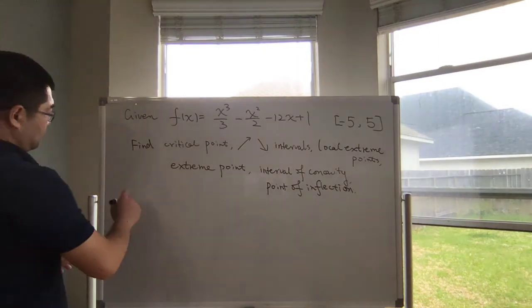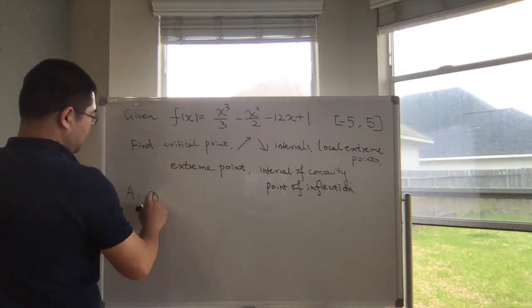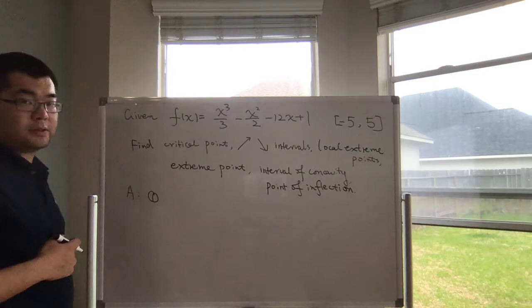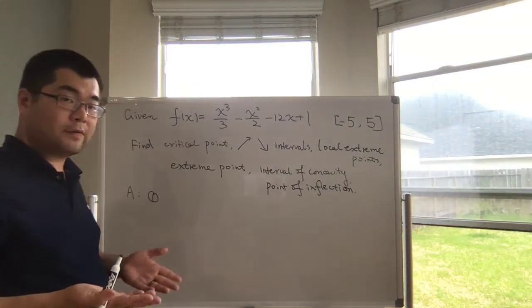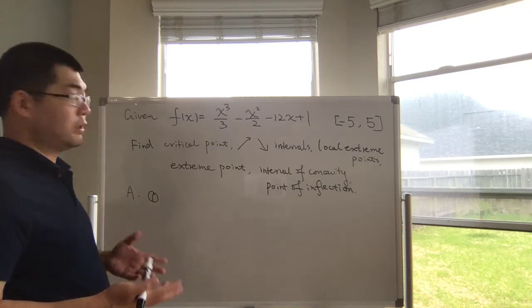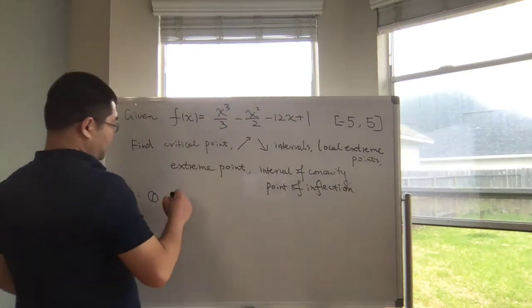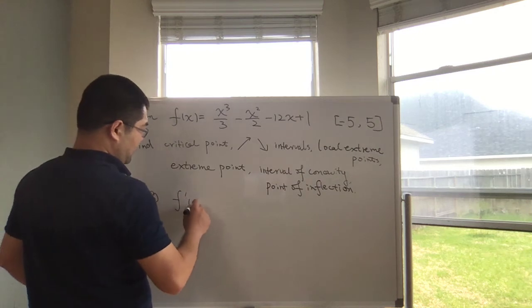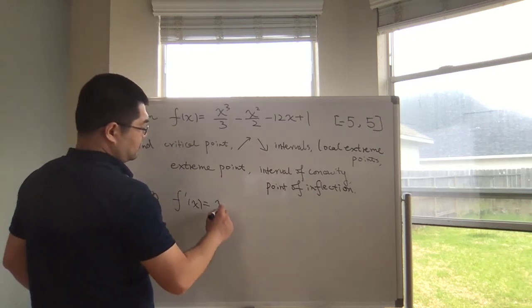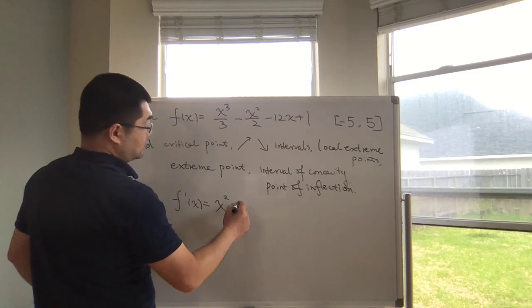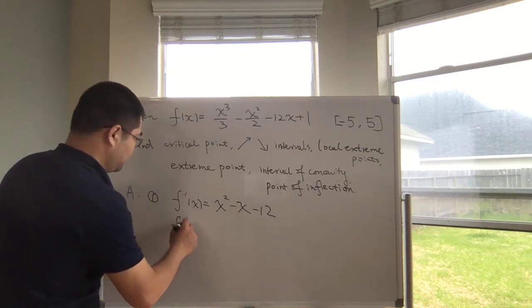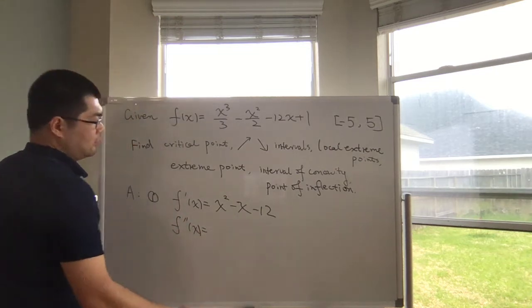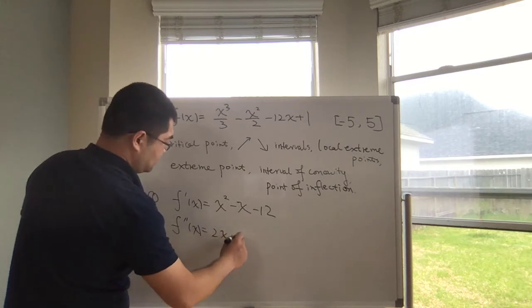So to do that, first step, guys, I would like to take the first derivative and the second derivative of the given function, because we're going to use them a lot. The first derivative of the function is x squared minus x minus 12. And the second derivative gives us 2x minus 1.